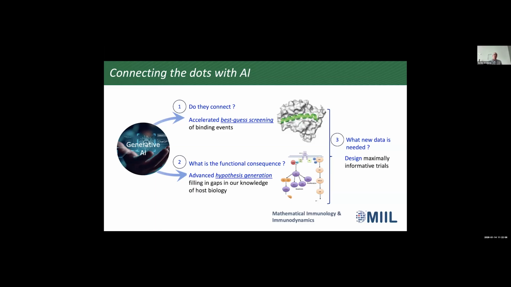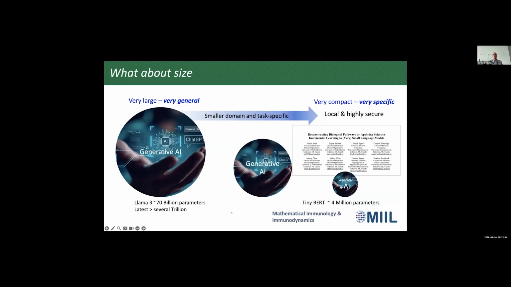analyses. The second one is if they are able to interact biochemically, what are the functional consequences of that interaction? And so this is what we're going to be talking about specifically today. If I know that two proteins might interact with one another, do they regulate each other positively, negatively, or potentially not at all? Okay, and then we use, of course, this to design maximally informative trials.